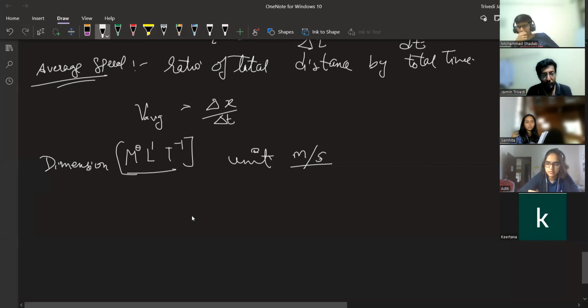Whatever speed it is, average, instantaneous, uniform, non-uniform, or just speed, it has speed. That means the dimension is the same. Same goes for force, whatever force it is: friction force, gravitational force, whatever force we are going to study. Same dimension, same unit. Same goes with energies also. All energy, same dimension. All types of work, same dimension.